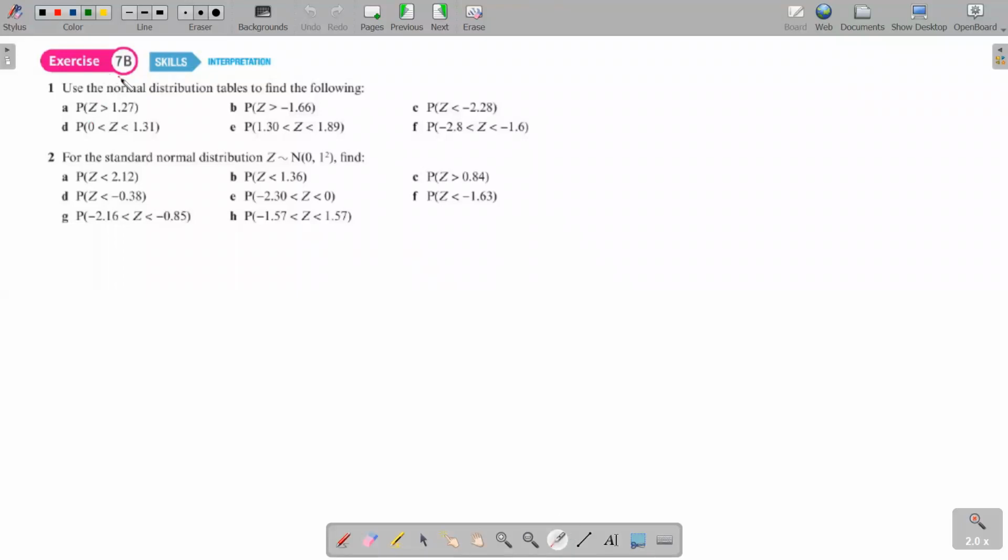All right, so we'll move on to exercise 7b, and let's actually practice finding the values for these questions. You're supposed to use the normal distribution tables to find these probabilities. So let's get started, guys. The first one: the probability that z is greater than 1.27.